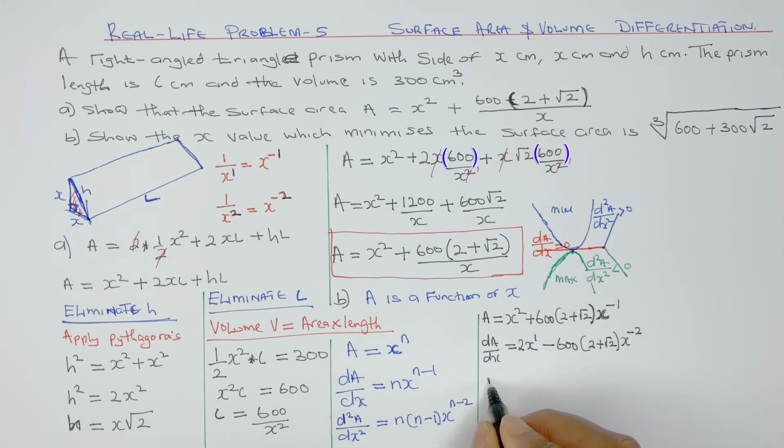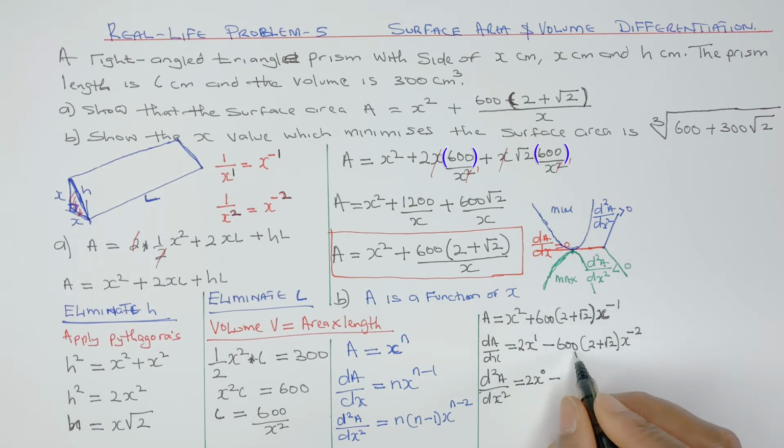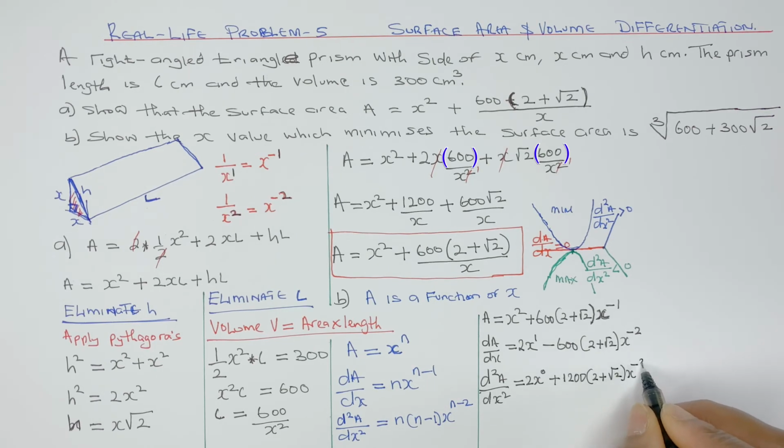And if you then do the second derivative, which is d²A/dx², differentiating that again, 2 times 1, that's 2x to the power 0, minus 2 times minus 600, so that's plus 1,200 open bracket 2 plus root 2 close bracket x to the power minus 3. So those are the two derivatives that we need, the first derivative and the second derivative.